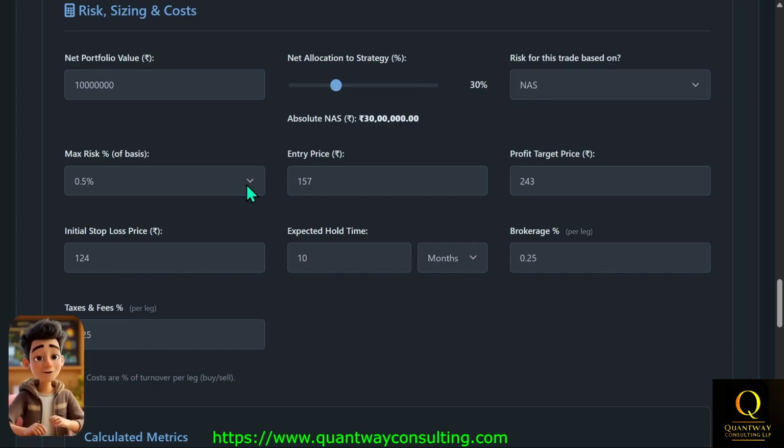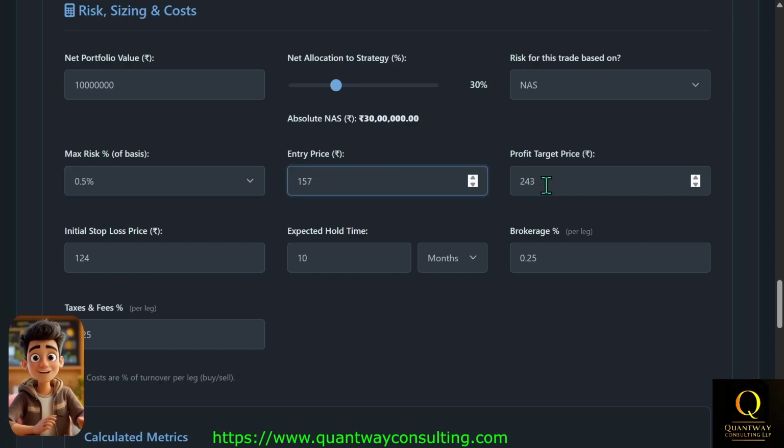In max risk percent of basis, select 0.5%. This is the recommended value. You need to put in a lot of effort to increase this value. 0.5% risk on 30 lakh rupees is 15,000. So this 0.5% states that you are willing to lose 15,000 rupees on this trade implementation if it fails to execute as desired. Next shall be the entry price for the trade, which shall be 157 in this case, a price level just above S3 levels.